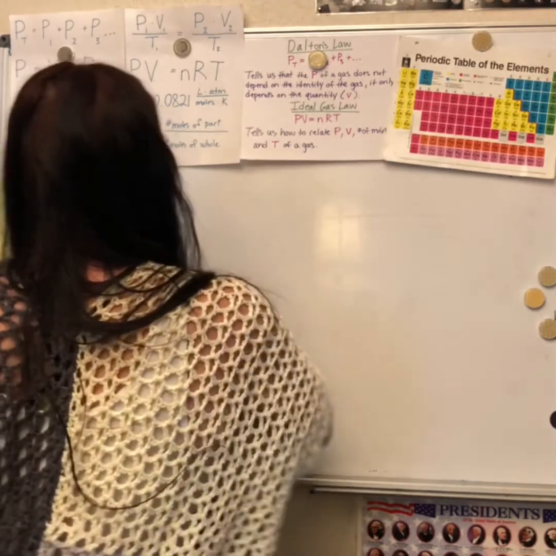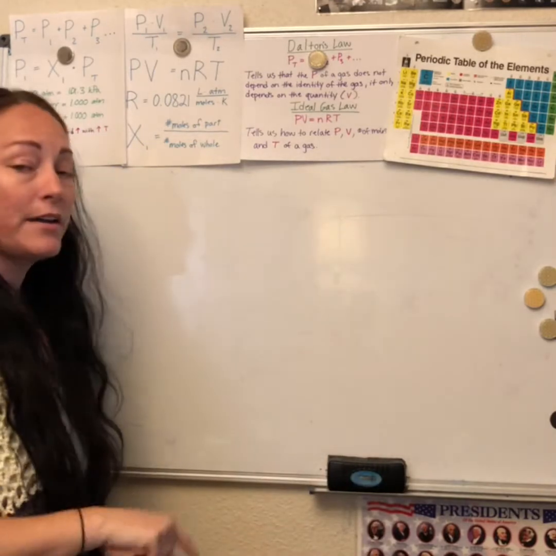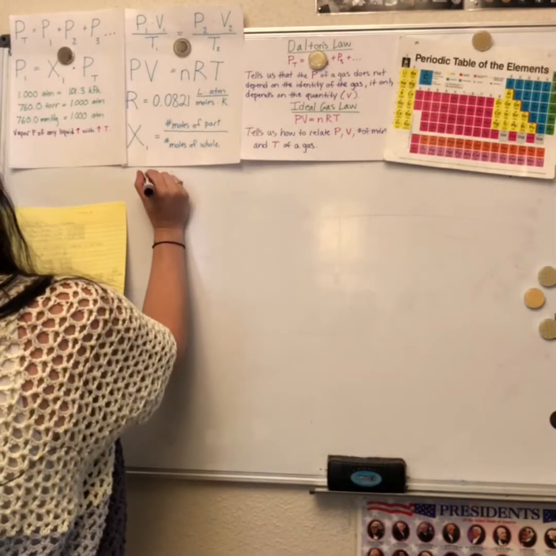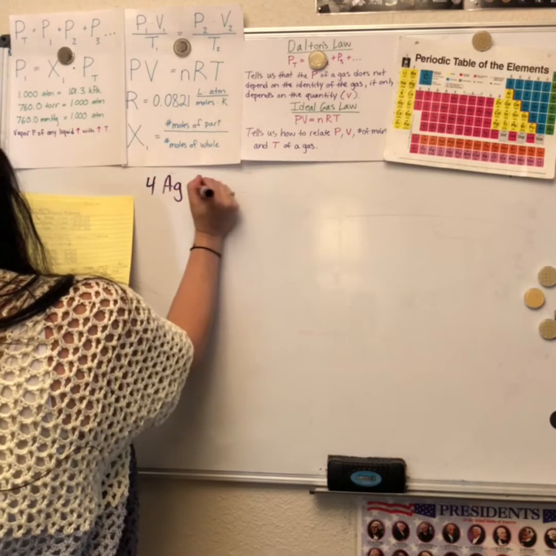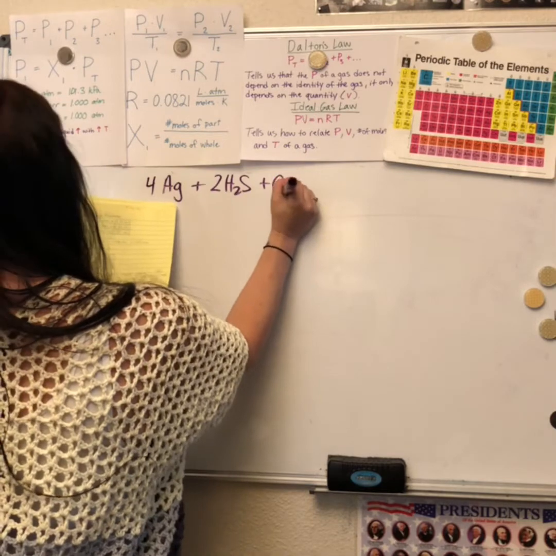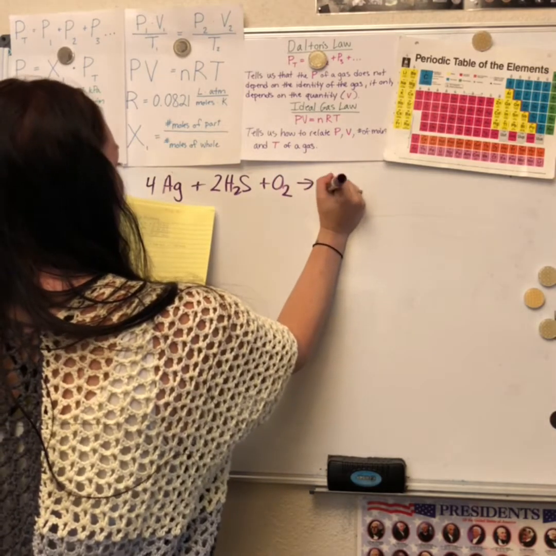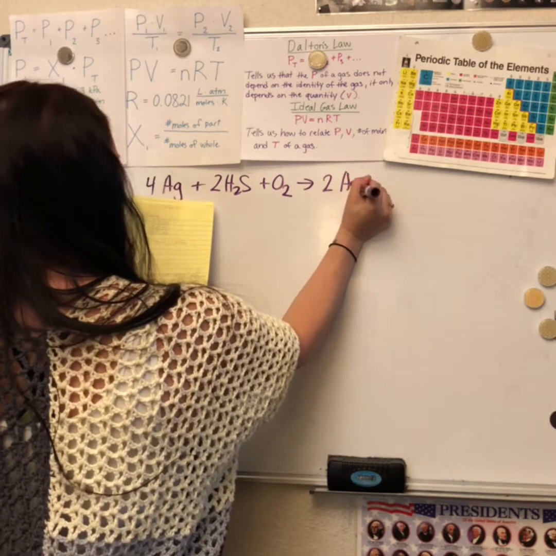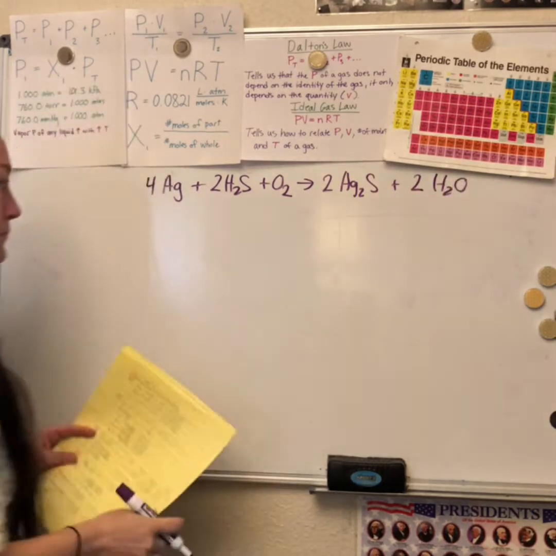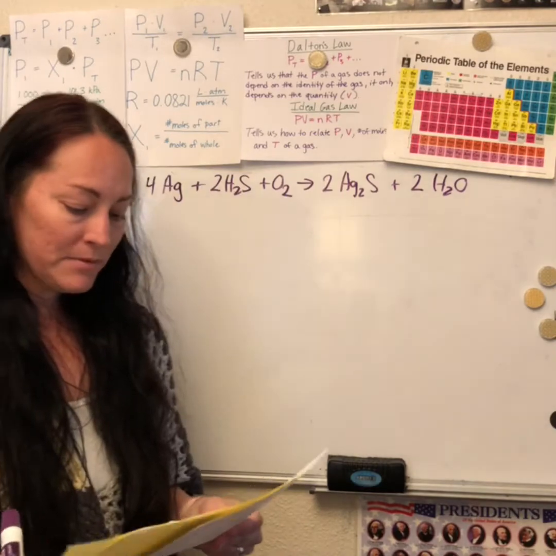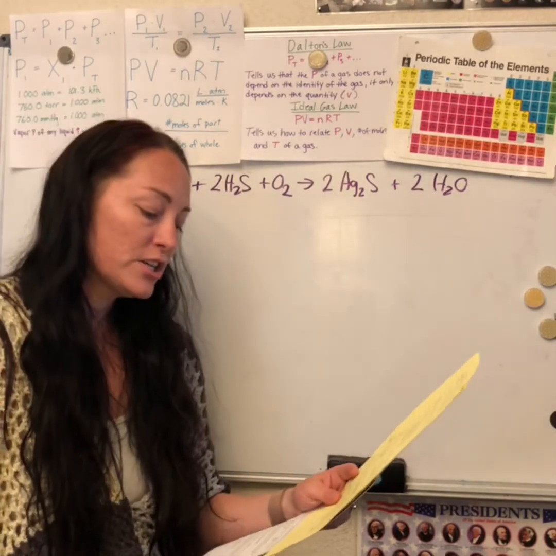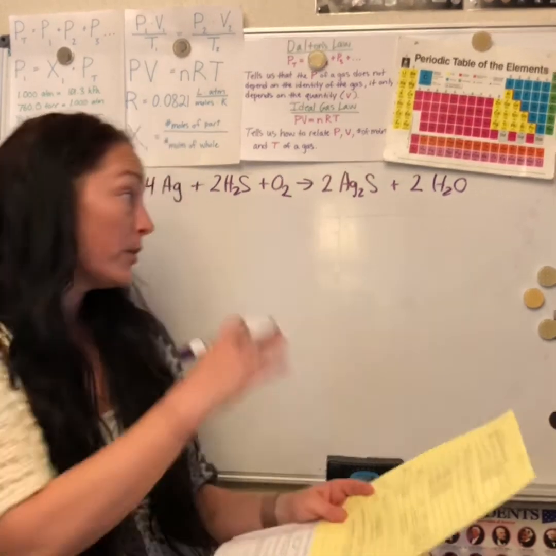All right, so these last two, 9 and 10, this is where we're probably going to have to use a little bit of stoichiometry. All right, so I'm going to write my equation up here. Sorry. Takes a second. Okay. And the problem says this. Silver tarnishes in the presence of oxygen and hydrogen sulfide according to this equation right here.